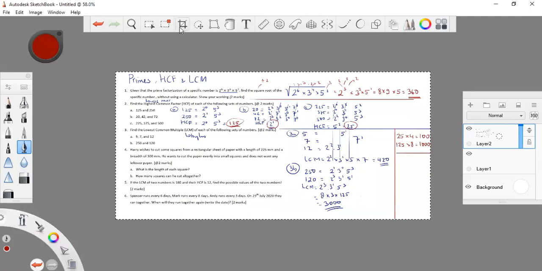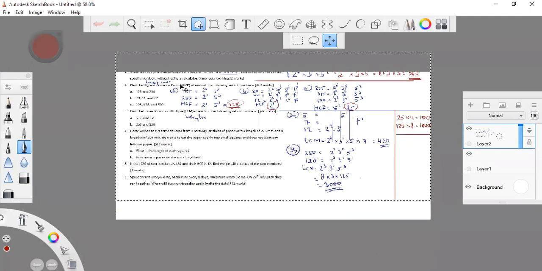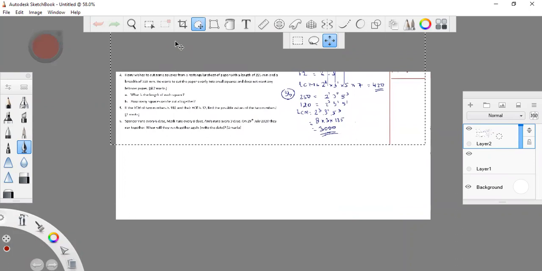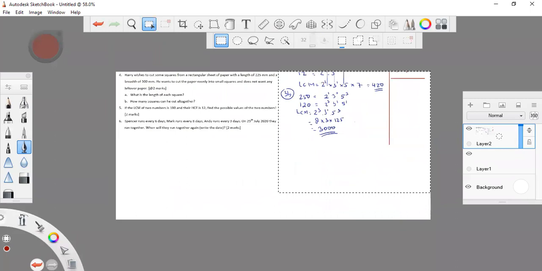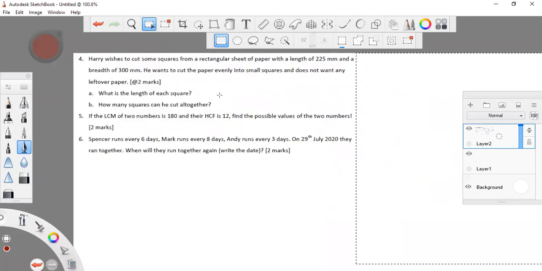Now we go to number 4. Let's go up. Harry wishes to cut some off. This one is a bit complicated to think about, the logic is hard. So let's see for number 4.